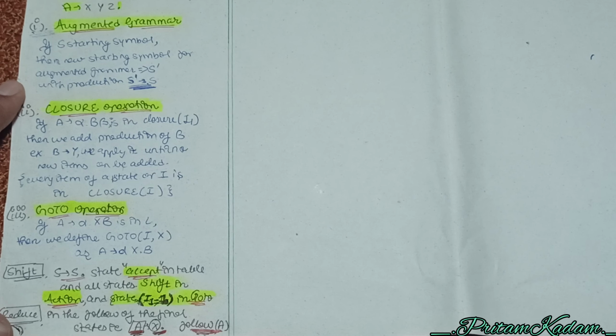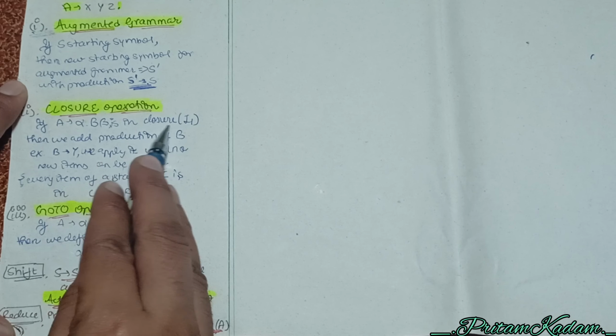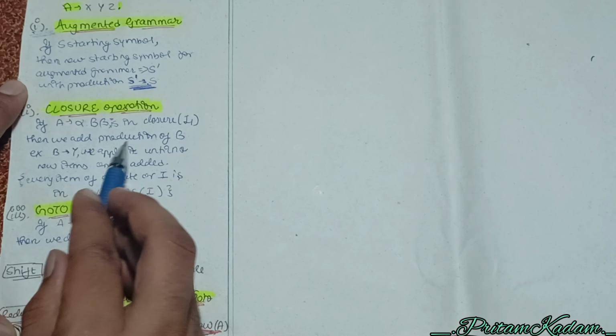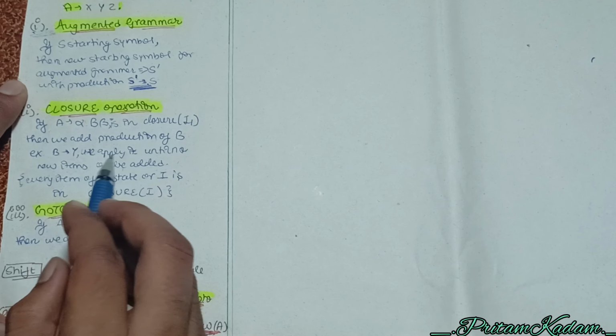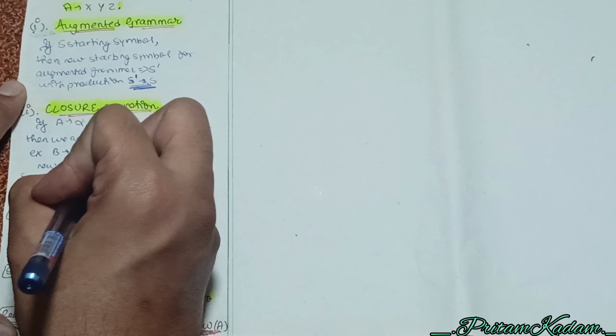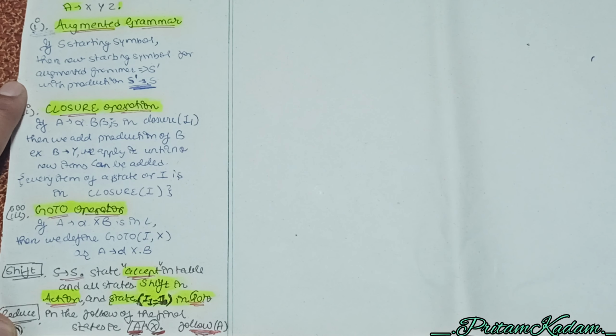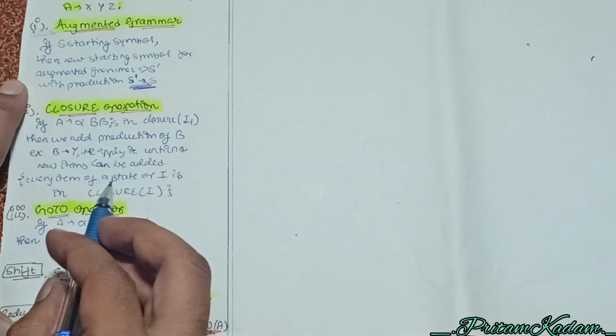So let us proceed to the next one, that is the closure operation. So if A gives alpha dot B beta is in the closure of I, then we add the productions of B, that is B gives dot gamma. We apply it until no new items can be added. Every item of a state I is in the closure of I.